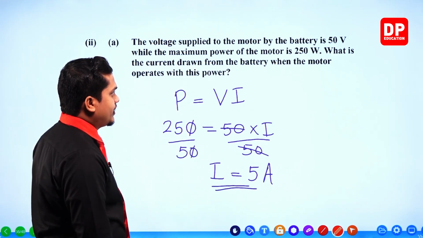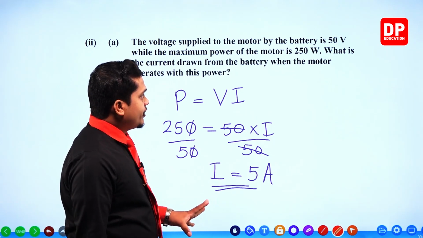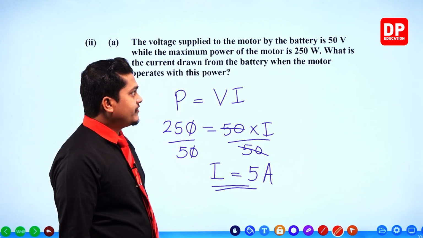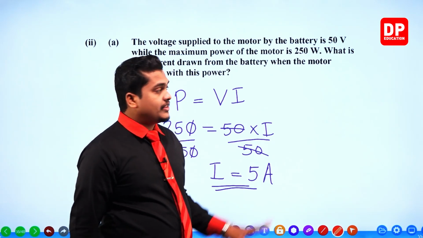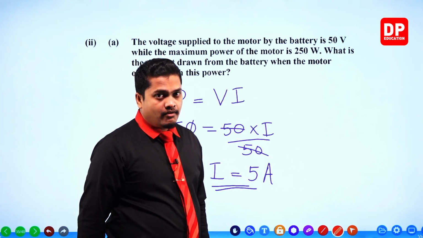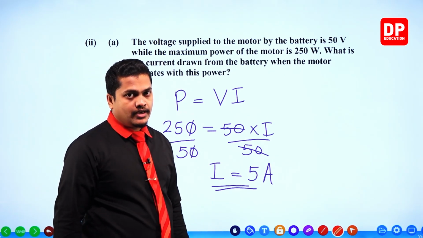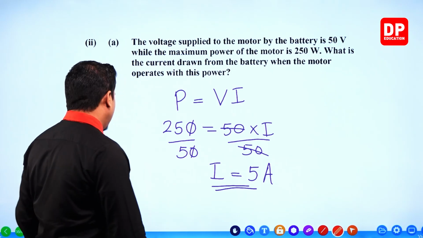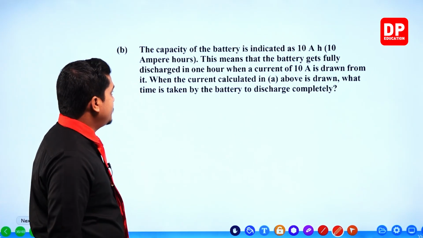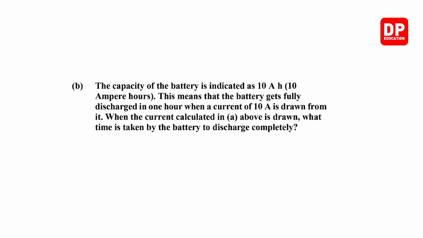5 amperes. Okay. So when the motor is going to operate at this power, 250 watt, if it is given 50 volt of voltage, then the current passing is equal to 5 amperes. Right, then the next question, part B. The capacity of the battery is indicated as 10 Ah. That means 10 ampere hours.